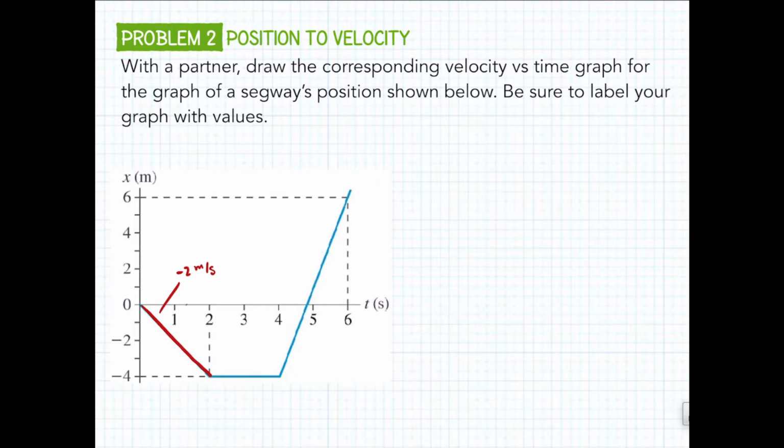Okay. How about the slope for this part? That would be 0 meters per second because it's just a horizontal line. What about the slope for this part? That's going to be a rise of 10 divided by 2 seconds. So this is going to be 5 meters per second.